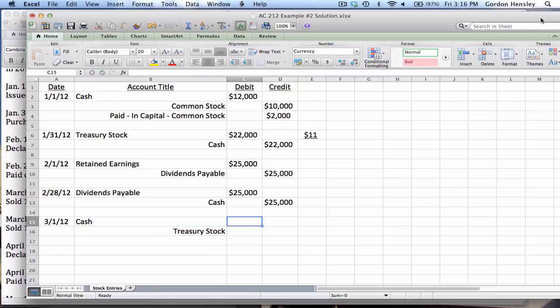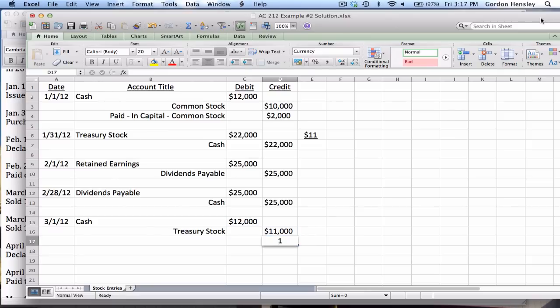Now in this case, they said that I sold it for $12,000. But I don't want to credit treasury stock for $12,000. I'm going to credit treasury stock for only $11,000. Now why is that? Well, remember my little note that I put up here on my treasury stock. When I bought that treasury stock, I paid $11 a share. So when I put it back out there, I want to be consistent and use the same price. So even though I sold 1,000 shares for $12,000, really I had paid $11,000 for that.